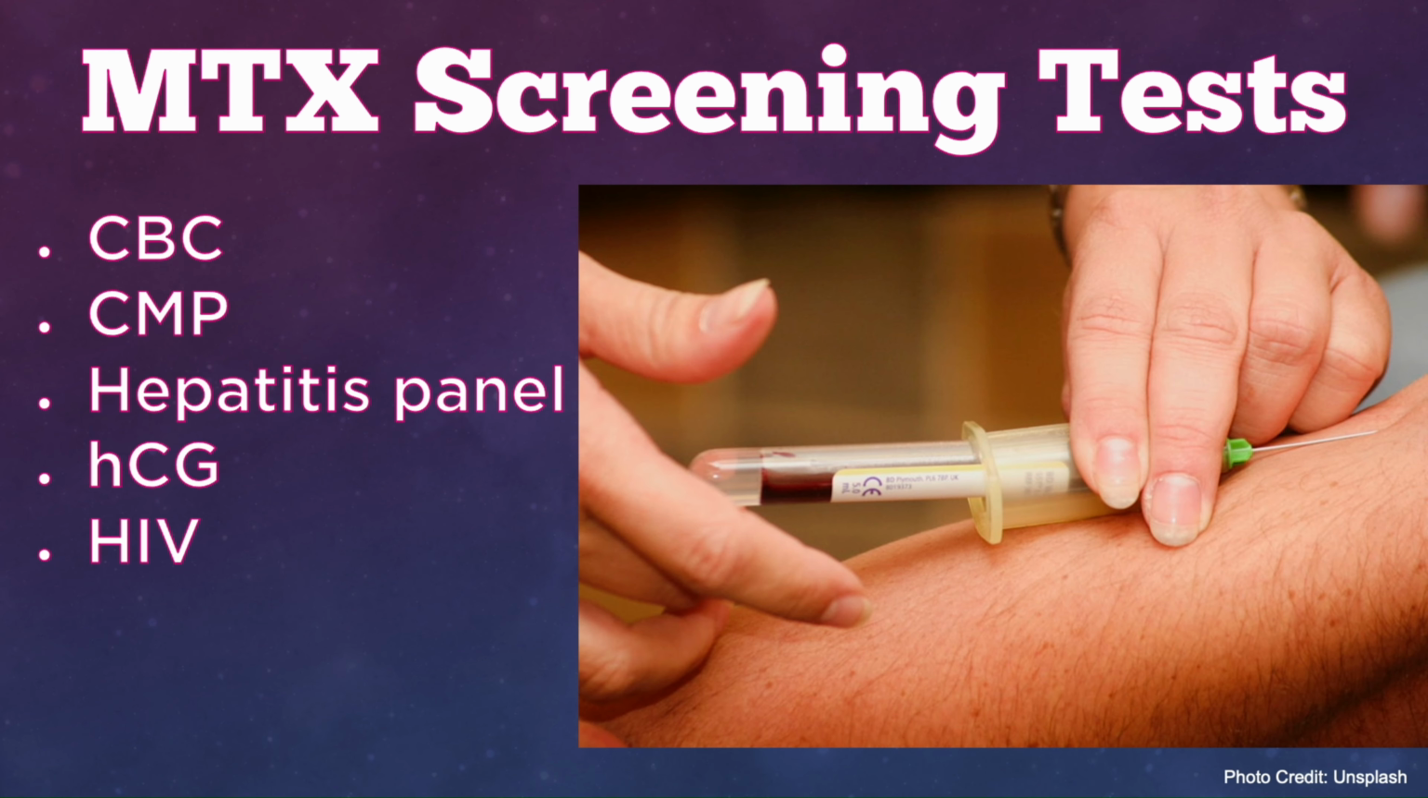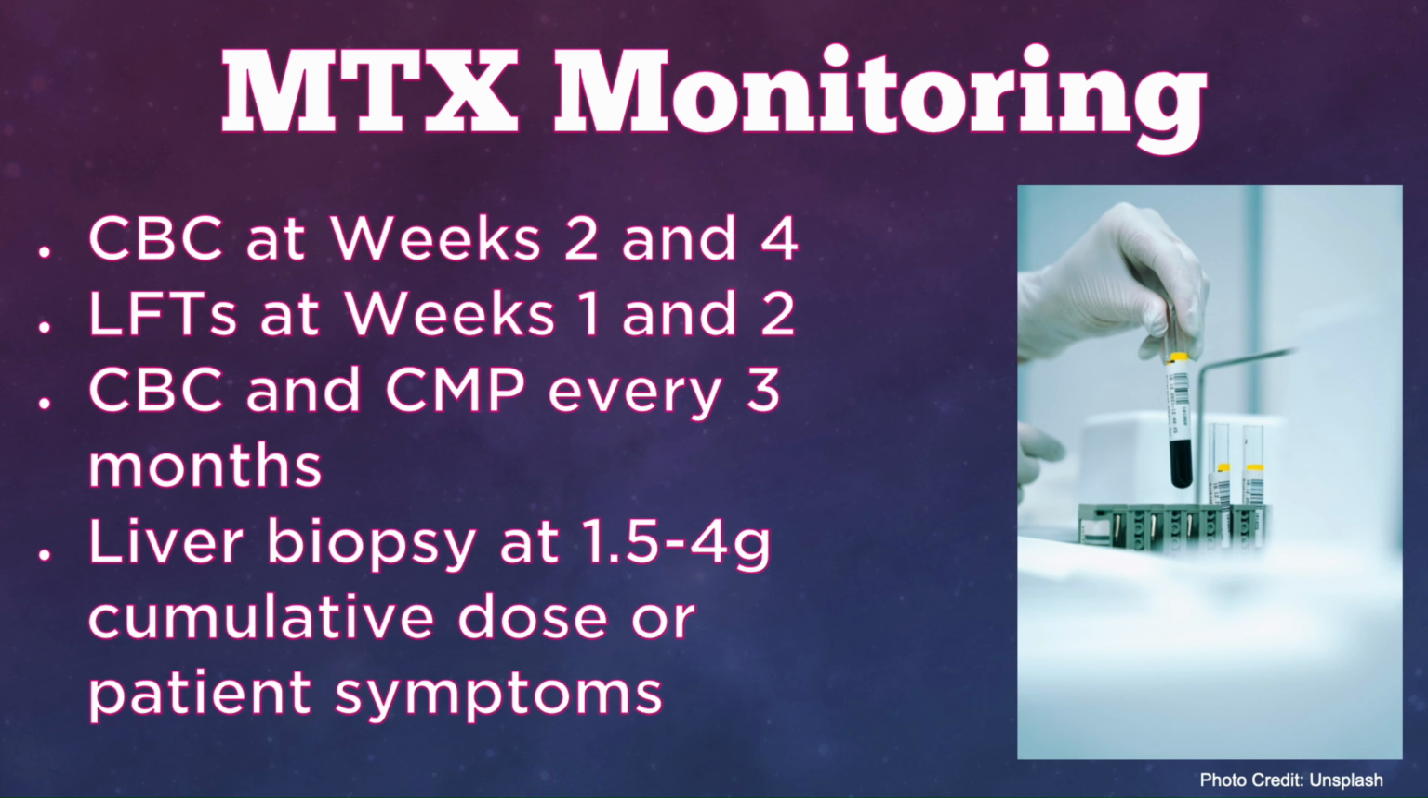As far as screening and monitoring methotrexate, patient screening labs typically consist of a CBC, CMP, hepatitis panel, pregnancy test, and HIV test if risk factors are present. TB tests such as quantiferon gold aren't required but are often done anyways, since methotrexate is often used on a path to using a biologic. Monitoring for methotrexate includes a CBC at week 2 and 4, with LFTs done at week 1 and 2. A CBC and CMP can be repeated every 3 months.